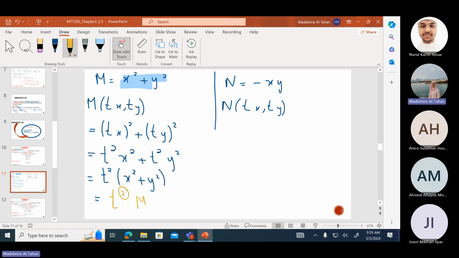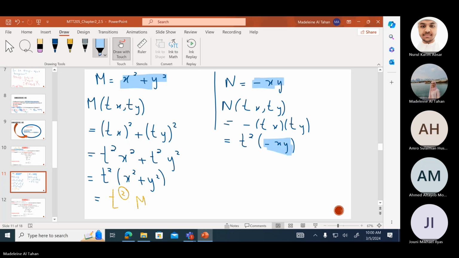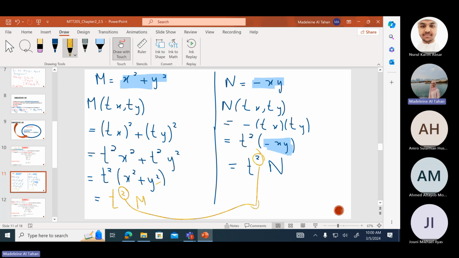So we got n of which degree? Zero. In order for it to be homogeneous, what do we need to check? The n, right? So this one, can we write it as t squared times negative xy? Yes. You need to check the degree also. T squared, same degree. What can we deduce? The whole differential equation is homogeneous. Is it okay? Yes.